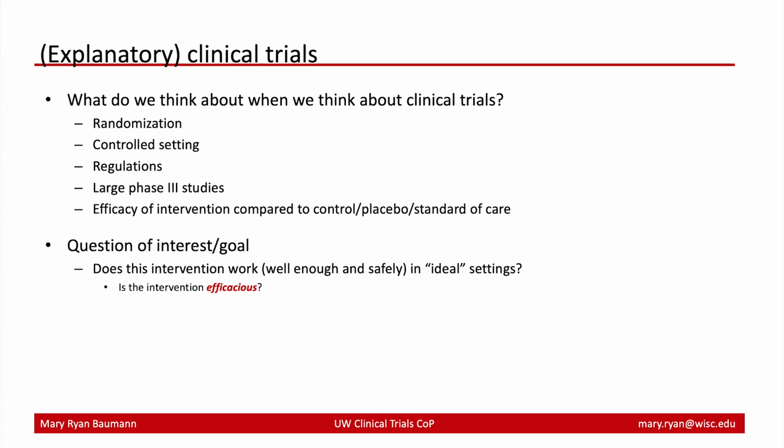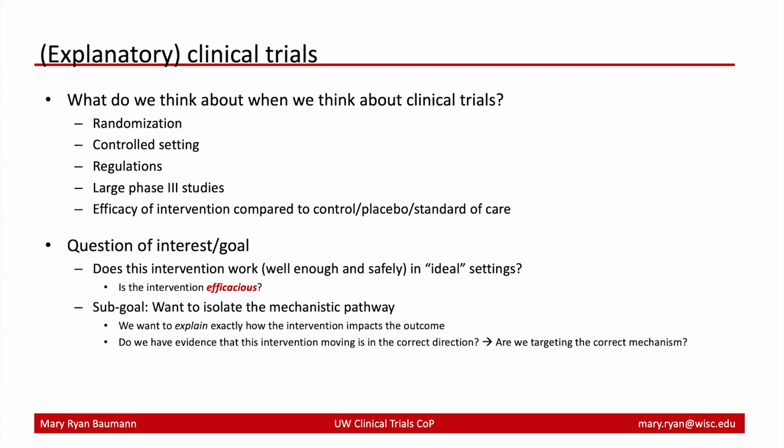So this idea of, is the intervention efficacious? And how you define well enough and safely depends on the context of your trial, but essentially, what is the best case scenario for the effect of this intervention? And in asking that question of interest, I posit that we have this sub goal of our trial, which is that we want to isolate the mechanistic pathway of this intervention. We want to explain exactly how that intervention impacts the outcome. And this is easiest to do when the study condition is the only thing that is different between the groups that we're observing.